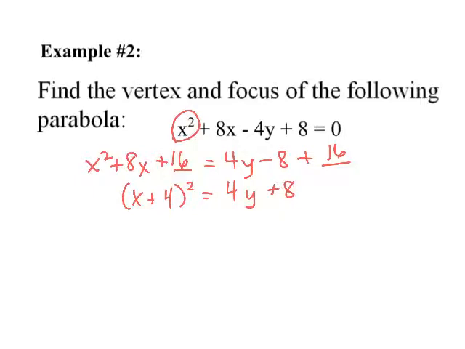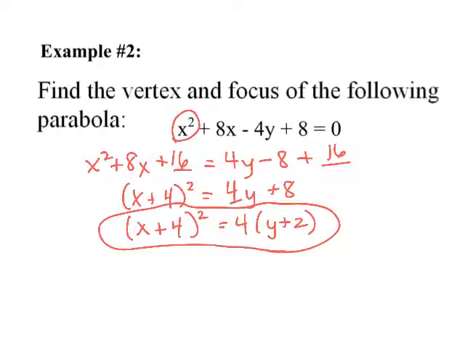Now we don't want to leave it like that. Whatever the coefficient of the linear y is, in this case, we want to factor it out because that's going to end up being our 4p value. So I'm going to pull out the 4, and I'm left with a y plus 2. Now we are in the standard or graphing form of a parabola, and we can identify some key information. The vertex is at -4, -2, because it's x minus h and y minus k. 4p equals 4, so p equals 1.